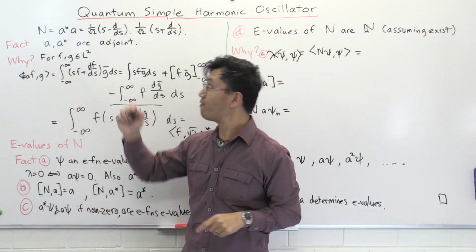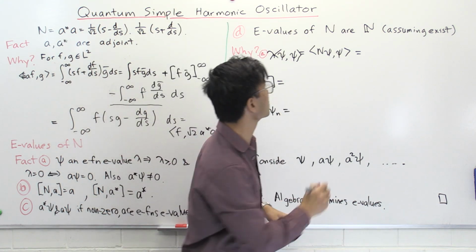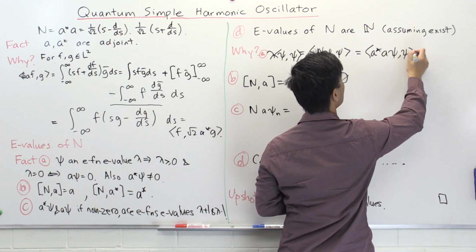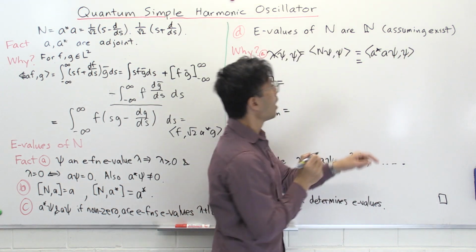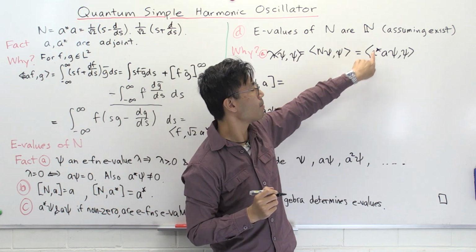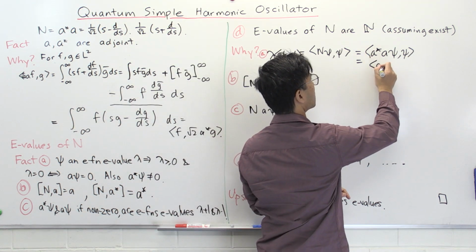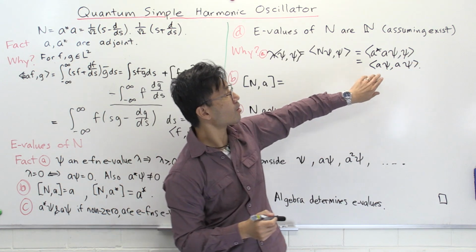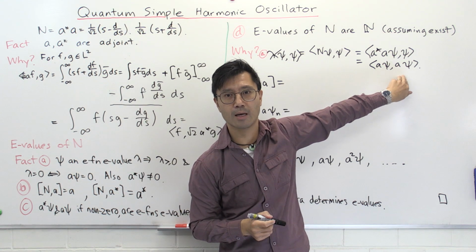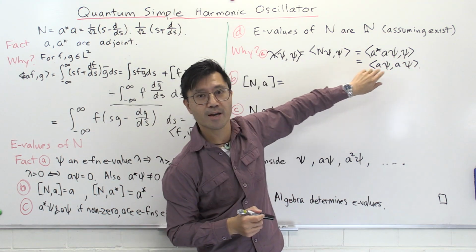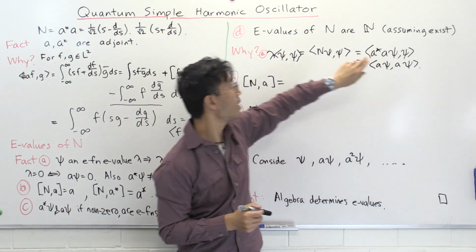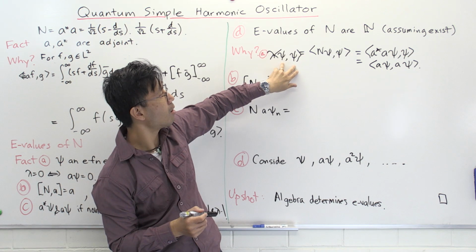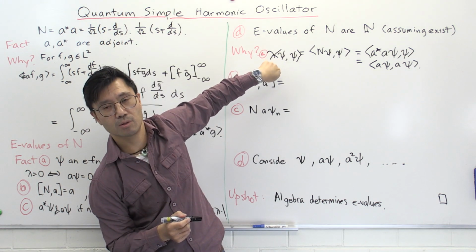So this N, remember, we factorize as A star A. And now, since A star is the adjoint to A, you can pop this A star to the other side. So that's the inner product of A psi with A psi. Okay, and since you know this is non-negative, and this psi inner product psi is strictly positive because psi is non-zero, that means that lambda has to be greater than or equal to 0.